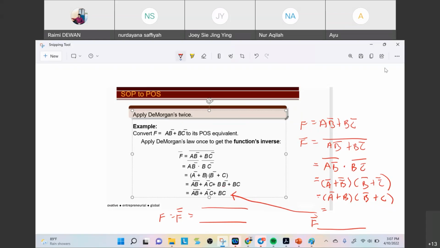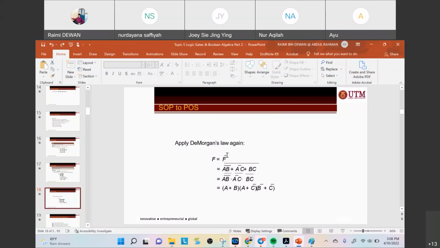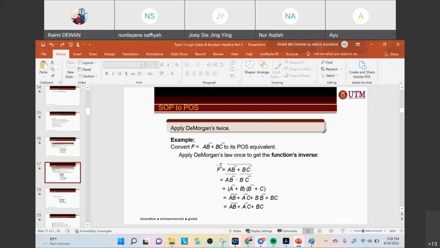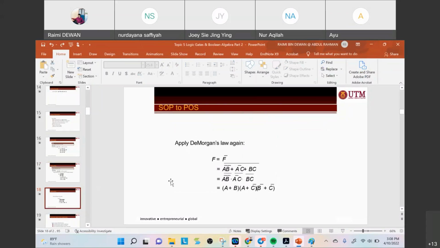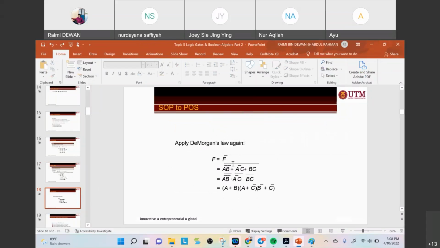I think there is a bit wrong here in the slide. This one should be double bar, because you solve for F bar, and in order to have the same value back, you should have double bar. This one should be double bar. Please take note. How am I going to write this?